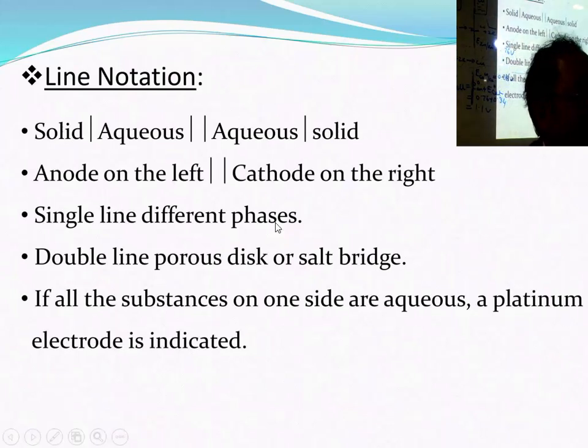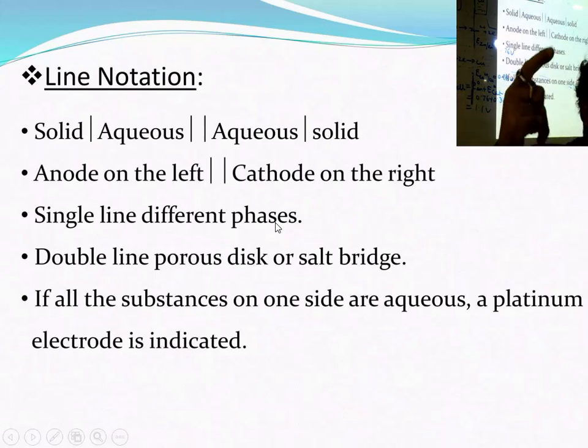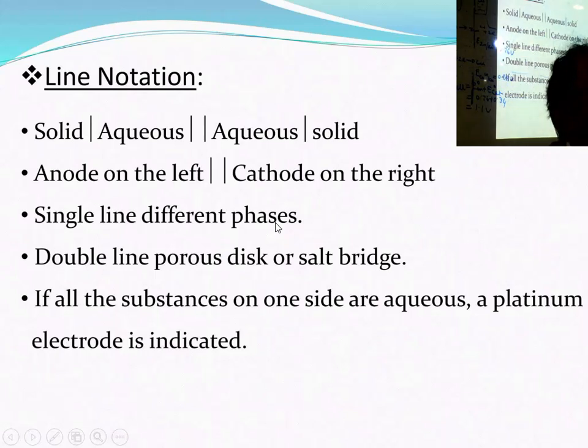It is a line notation. Let's have an idea. Could you get whatever I discussed so far? Any question from anyone? Any doubt? No. Okay. So, line notation is very simple. Whenever you have a metal and a liquid, what are we doing? Taking one metal and immersing it in the solution. That is our half cell. So metal and liquid, there will be some contact, and that is represented by a single line. Solid versus aqueous: solid means electrode and aqueous means solution. In between there is a single line representing the interface.